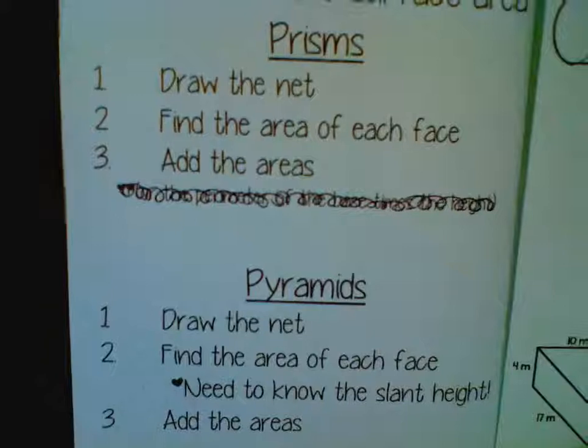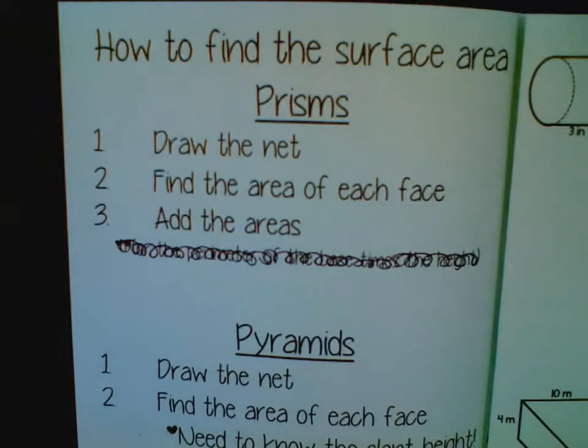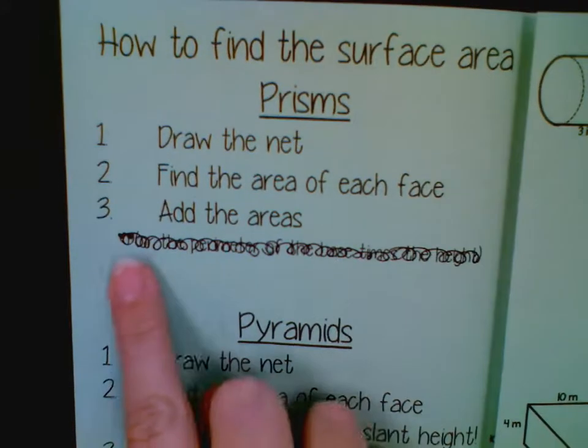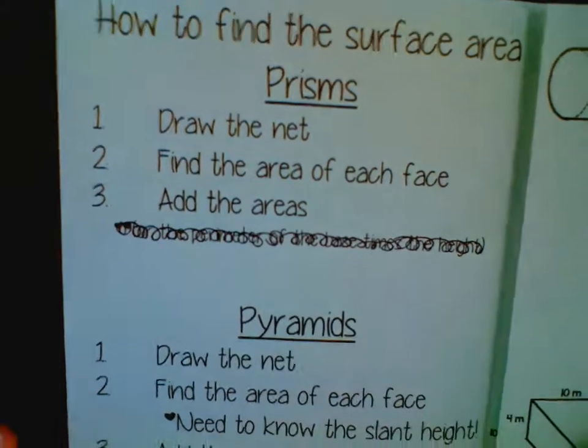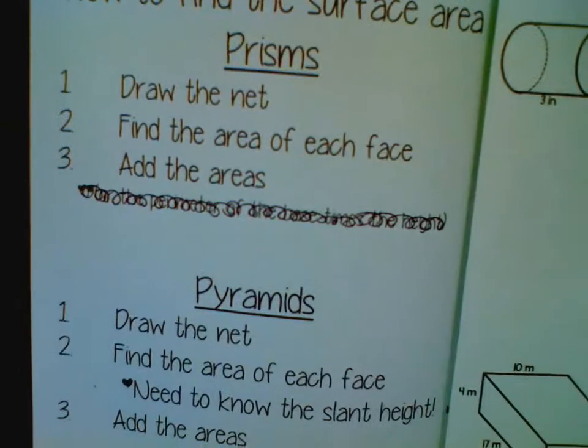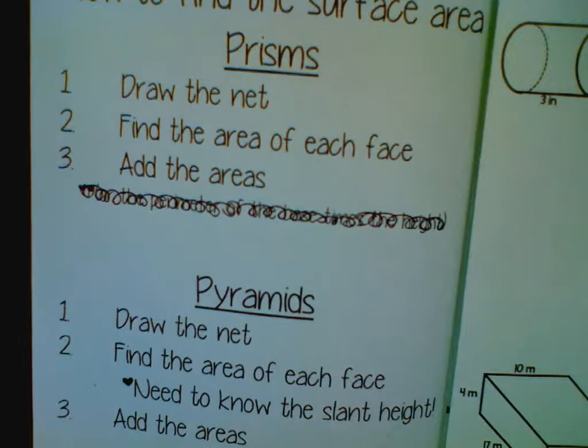Inside on page 1, I wrote out some steps for you to be able to find the surface area of each of the shapes. There was a typo, so go ahead and scratch that out. It's actually how to find volume, not surface area. So for these, we're going to start by drawing the net. Then we find the area of each side, and then we add them all up.